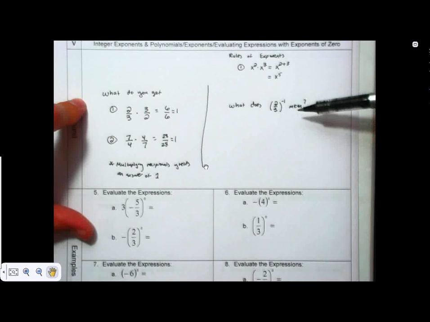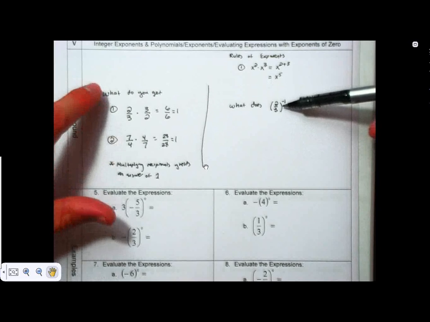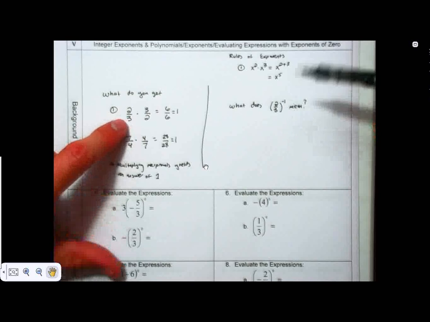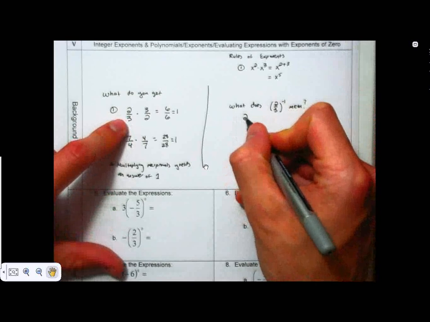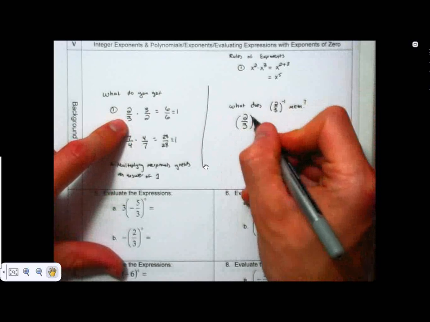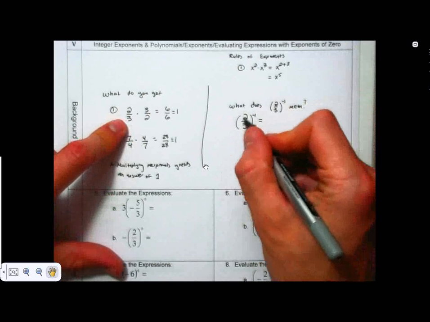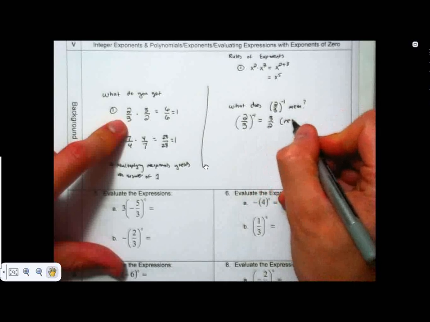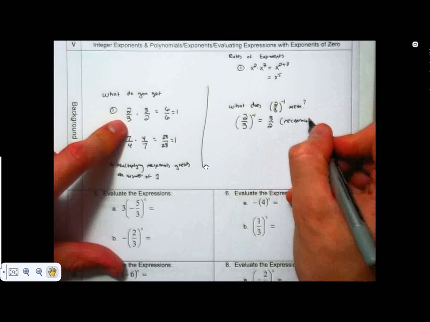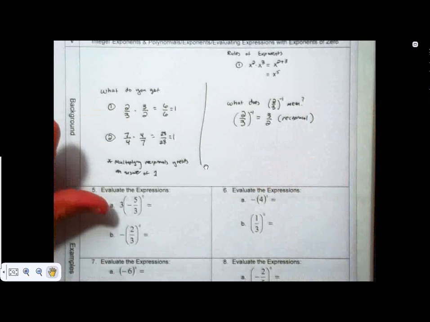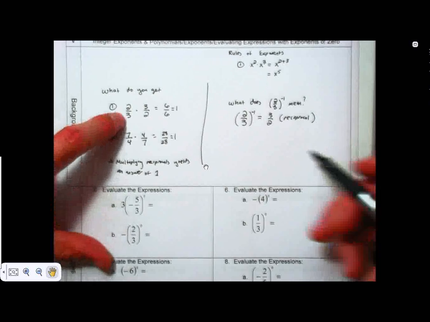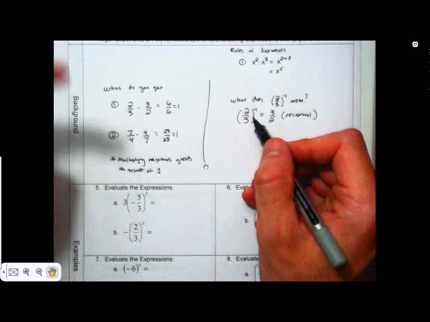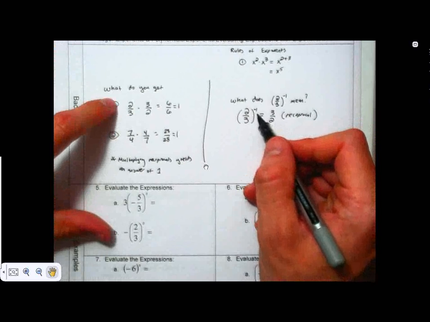Now the next part is, what if you have a negative exponent? What does that mean? What that stands for is this idea again of reciprocal. Literally, what 2/3 to the negative 1 stands for is the reciprocal of 2/3. So negative exponents literally mean reciprocal of.